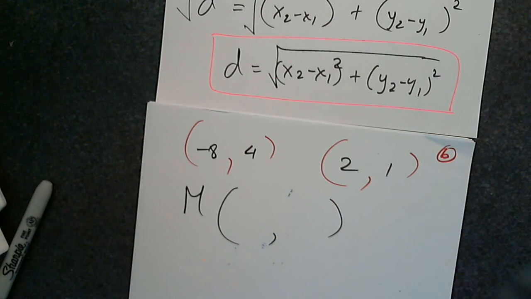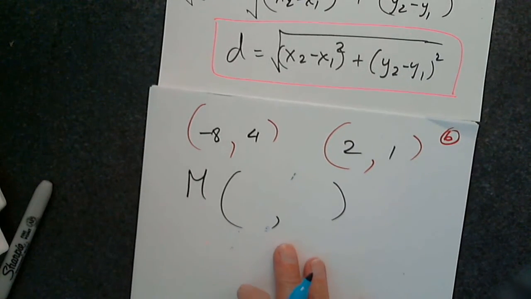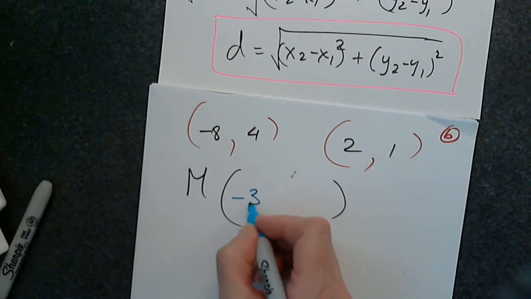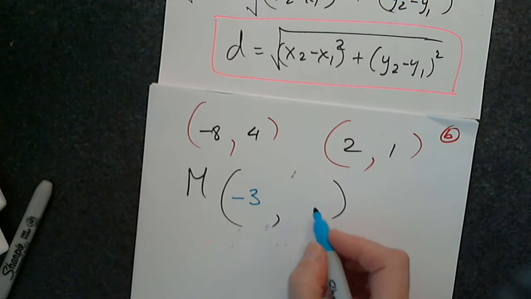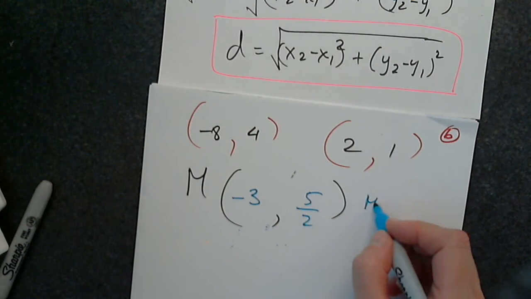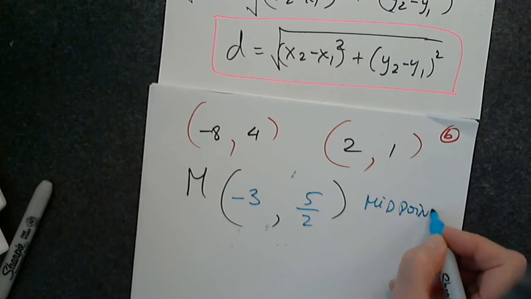Please add the x values, the x coordinates. Negative 6, please divide the answer by 2. That's it. Please add the y values, the y coordinates. 5, and we divide it by 2. So this is the midpoint.